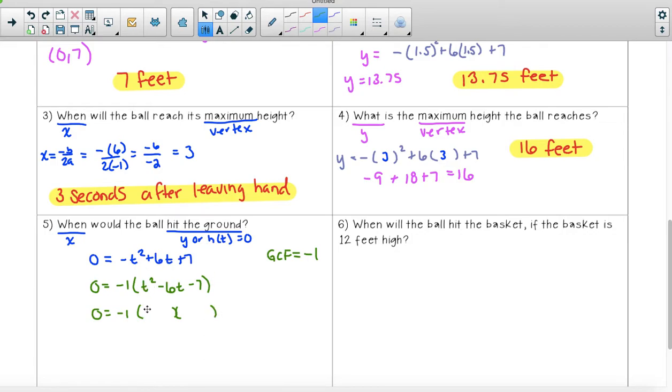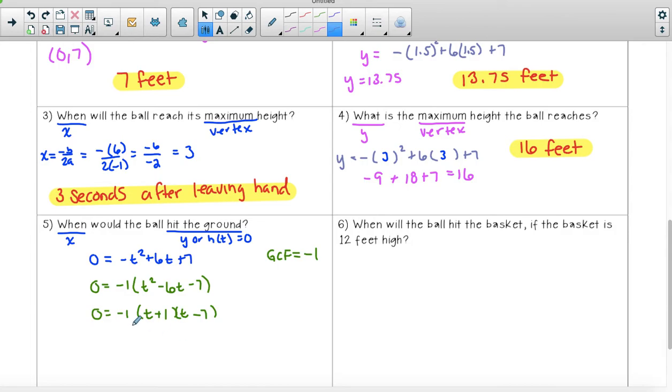So we have t times t would give us t squared, and then we know 1 times 7 would give us 7. So how do we get a negative 6? Is it 7 minus 1 or 1 minus 7? 1 minus 7 would give us a negative 6. And 1 times negative 7 is negative 7. So these are our factors.